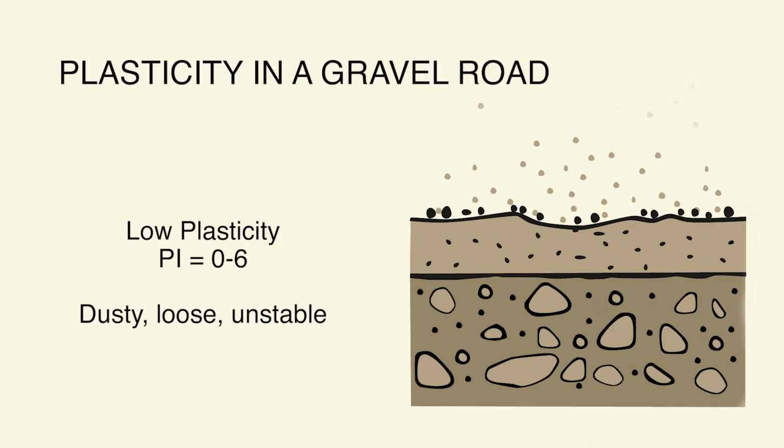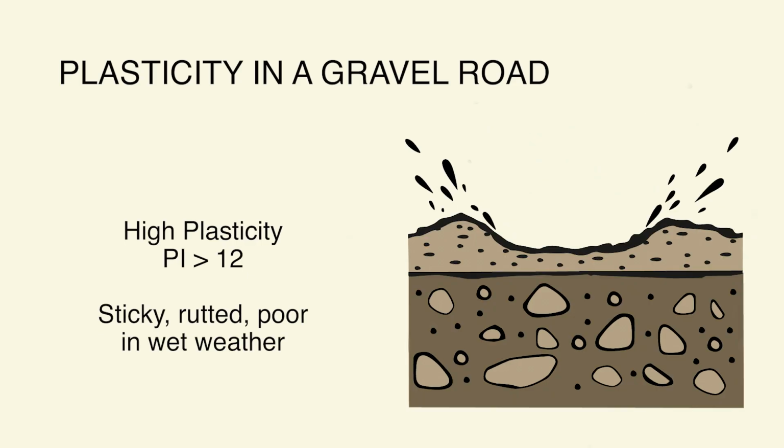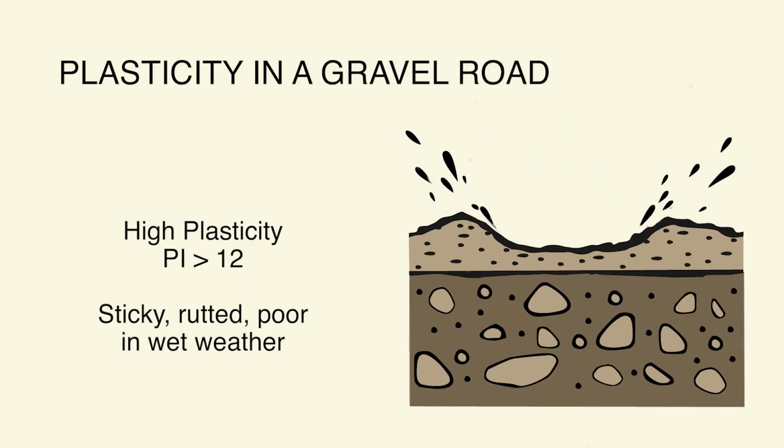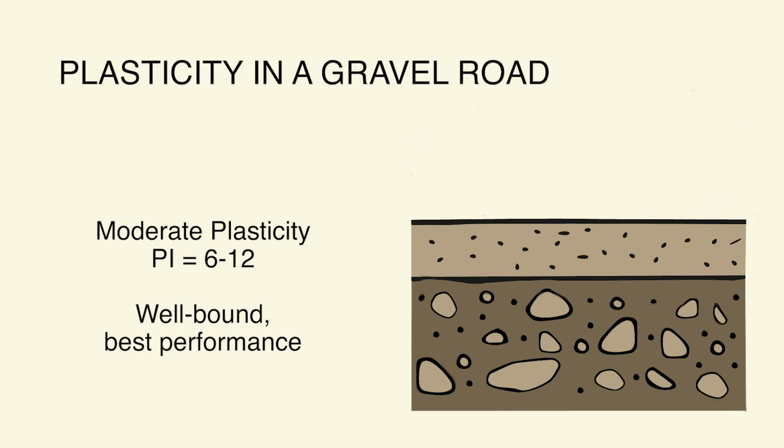plastic or pliable. Low plasticity produces a dusty, loose surface, which contributes to unstable conditions, with a PI range from 0 to 6. High plasticity produces sticky and rutted conditions, which contributes to poor conditions in wet weather, with a PI range greater than 12. Moderate plasticity creates a well-bound surface that produces a stable environment, with a PI range from 6 to 12. This will create the best conditions for the road.